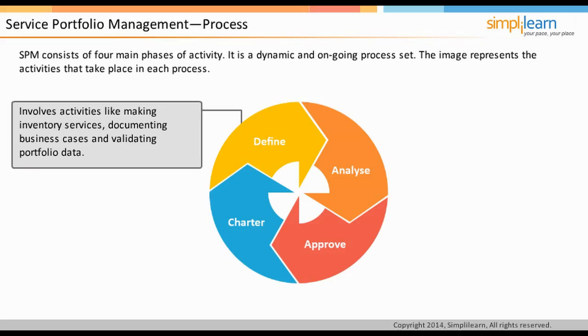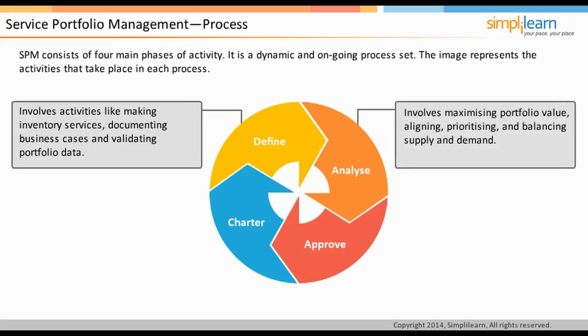The next step is Analyze. Analyze. This step involves maximizing portfolio value. It is vital to align, prioritize, and balance supply and demand. If the organization does not understand what analysis it will perform, it is unlikely to know the right data to collect. Data collection exercises are disruptive and should be as streamlined as possible.